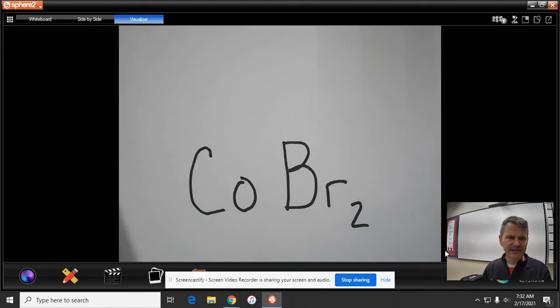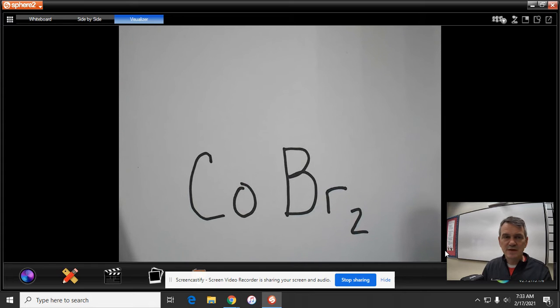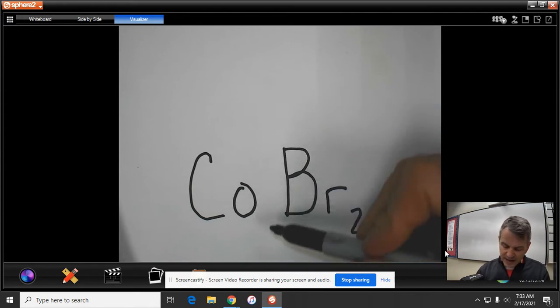So let's just do an example here. We have cobalt and we have bromine. So we know that this is going to be cobalt bromide. But the problem is that if you take a look at your periodic table, cobalt is a transition metal. So we have to make sure that we name it and we use a Roman numeral. Okay. Now here's what I like to do.